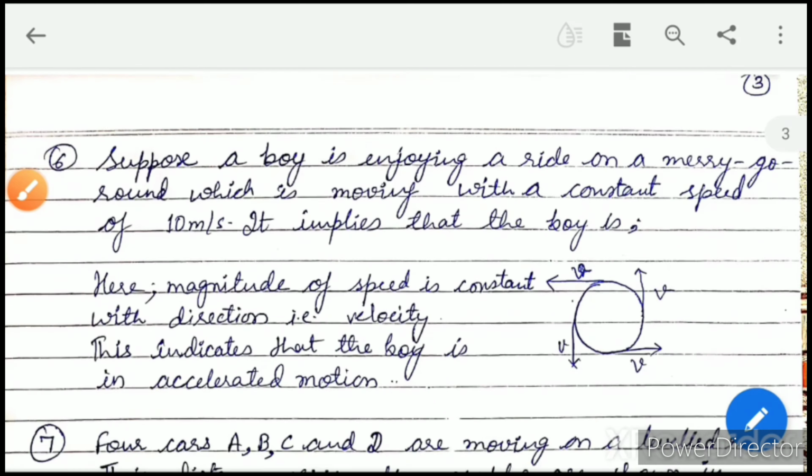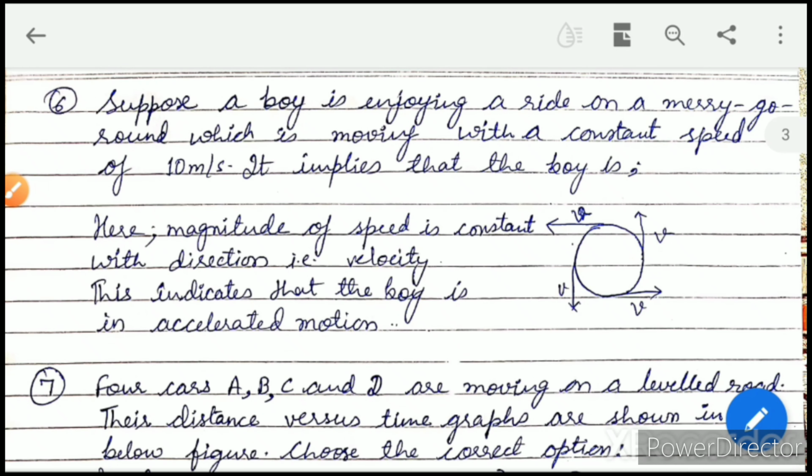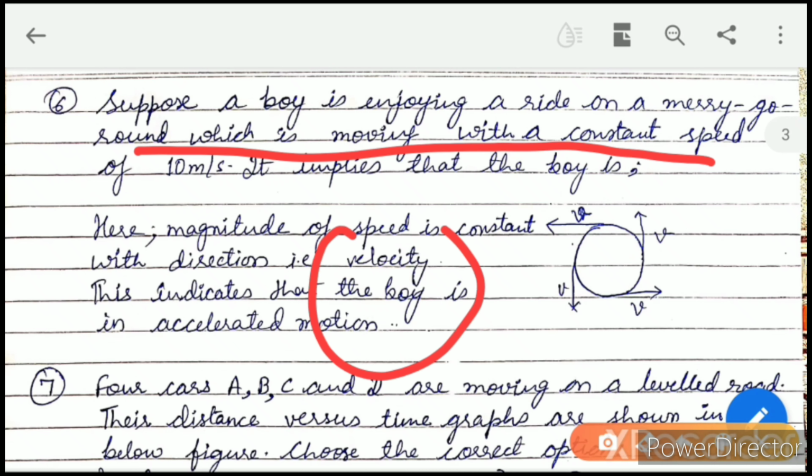Now come to the next numerical. Let us suppose a boy is enjoying a ride on a merry-go-round, which is moving. The merry-go-round is moving with a constant speed. The boy is moving with a constant speed of 10 meter per second.